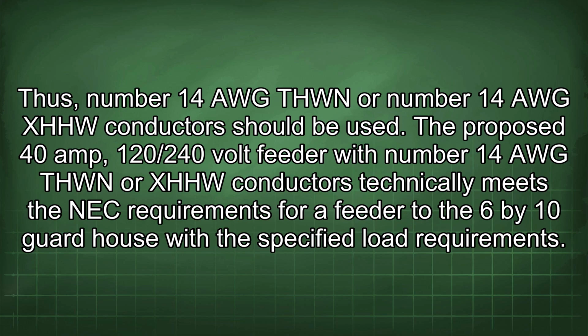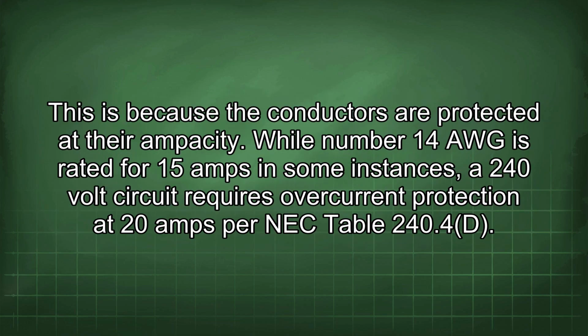The proposed 40 amp 120/240 volt feeder with number 14 AWG THWN or XHHW conductors technically meets the NEC requirements for a feeder to the 6x10 guardhouse with the specified load requirements. This is because the conductors are protected at their ampacity. While number 14 AWG is rated for 15 amps in some instances, a 240 volt circuit requires overcurrent protection at 20 amps per NEC Table 240.4(D).